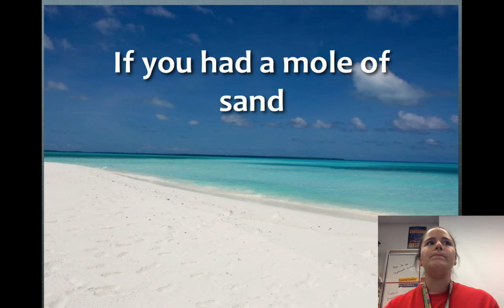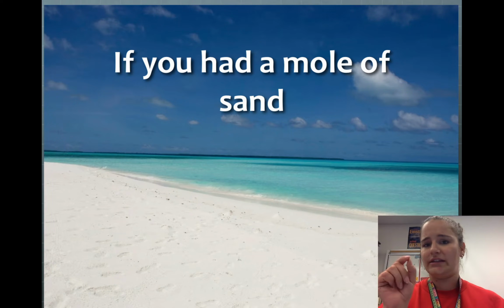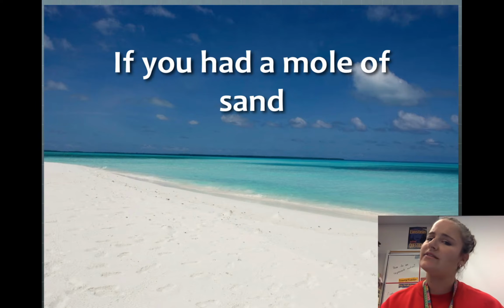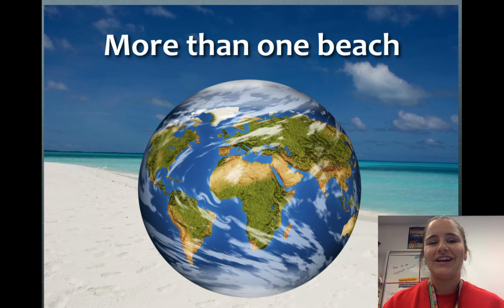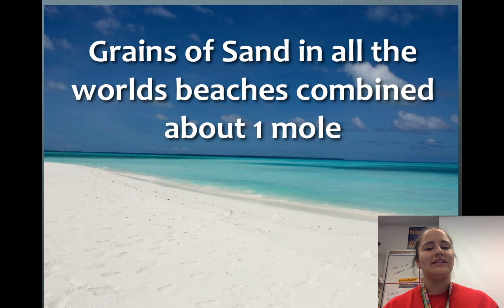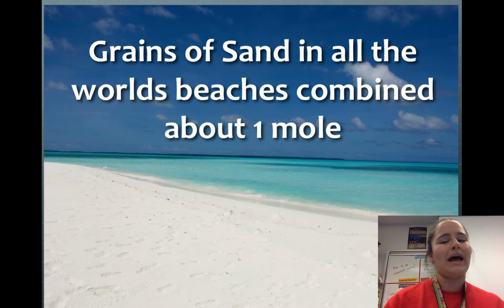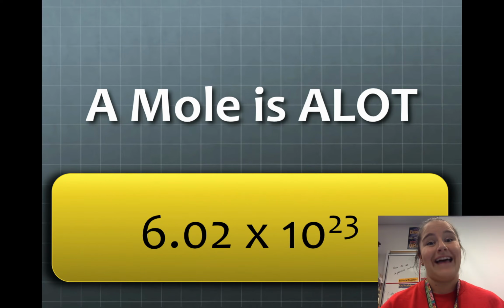So let's say I had a mole of grains of sand. Okay? Grains of sand are pretty small too. Okay, so if I had a mole of grains of sand, do you think I'd have as much sand as a beach? More than one beach. It's estimated that the grains of sand in all of the world's beaches combined total about a mole. A mole is a lot. 6.02 times 10 to the 23rd is a big number.